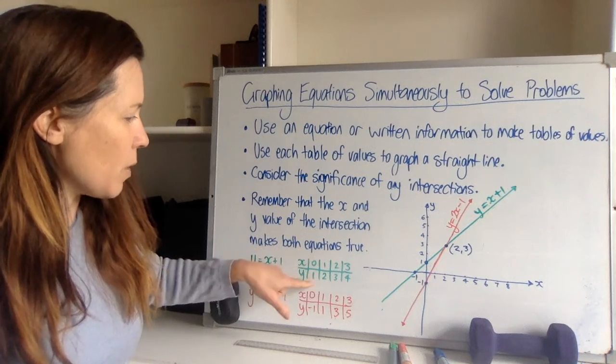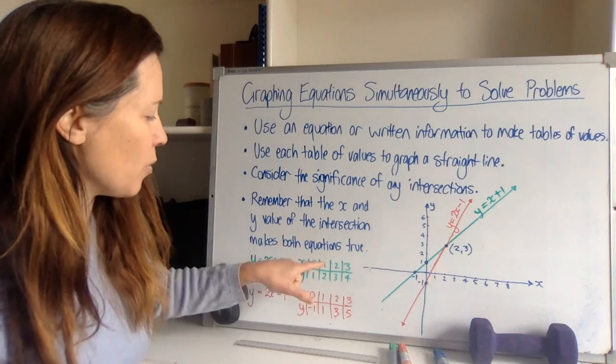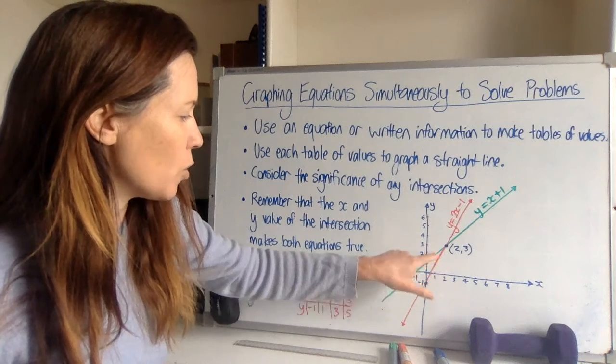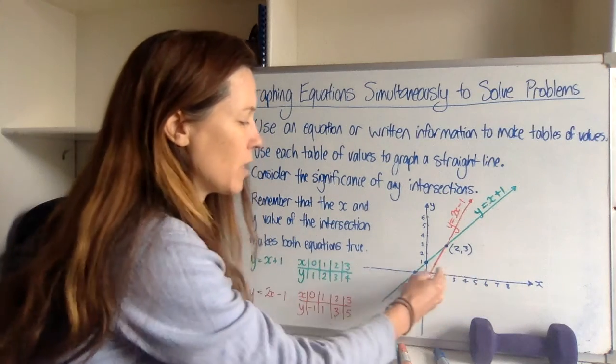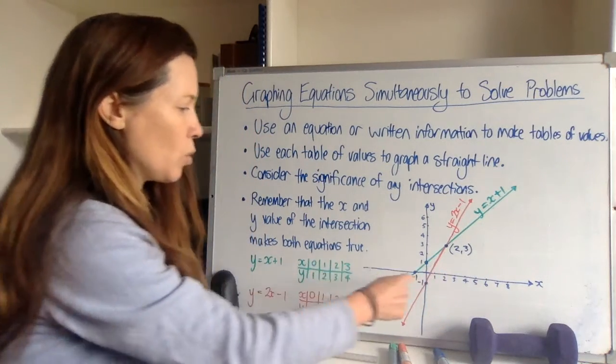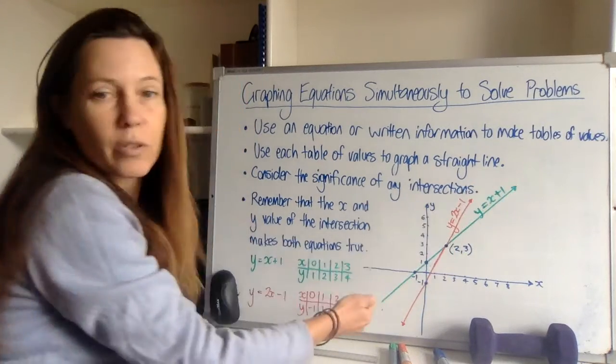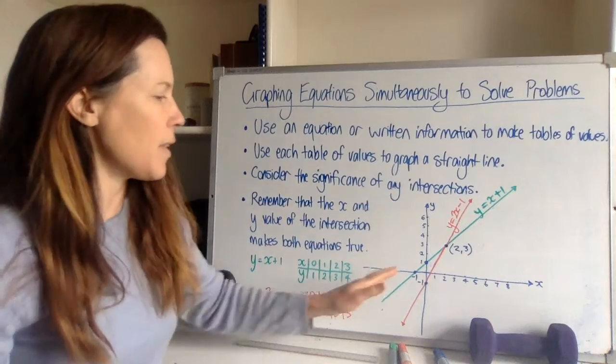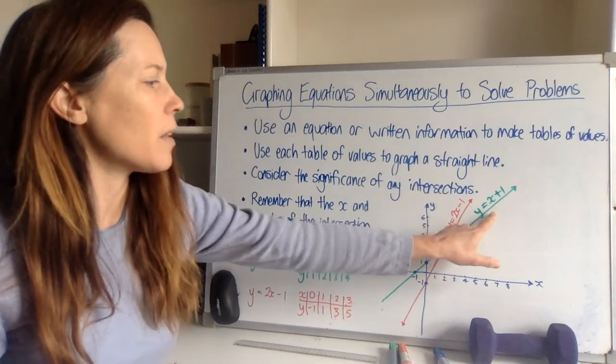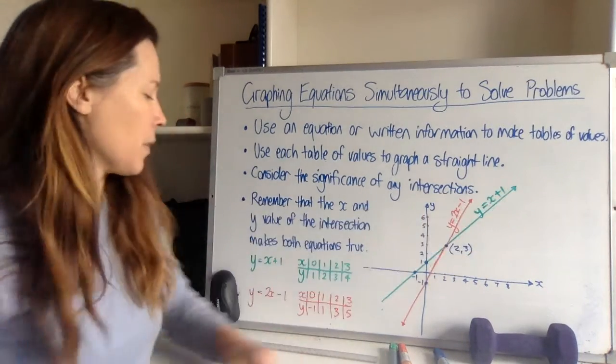This is the point 0, 1, which we can put here. The point 1, 2. Remember, we look at the points along the x-axis first, then the y. The point 2, 3, the point 3, 4. And once you've got a bunch of dots, you can put your ruler on that and join it up as a line. And that makes that green line. That's the line y equals x plus 1.